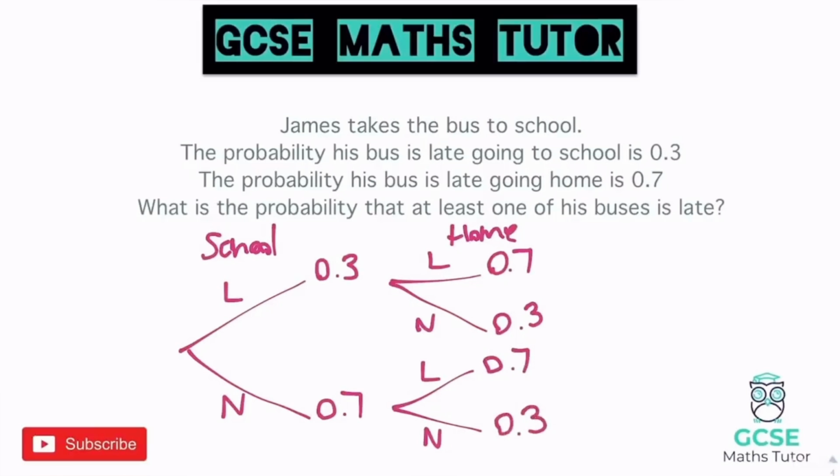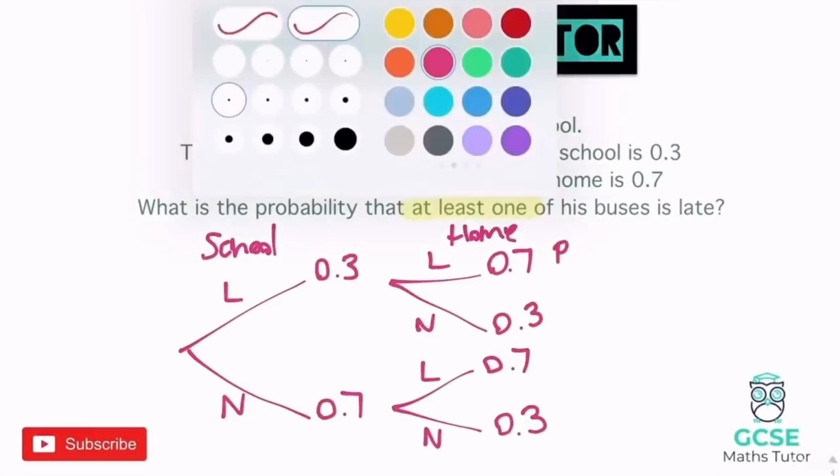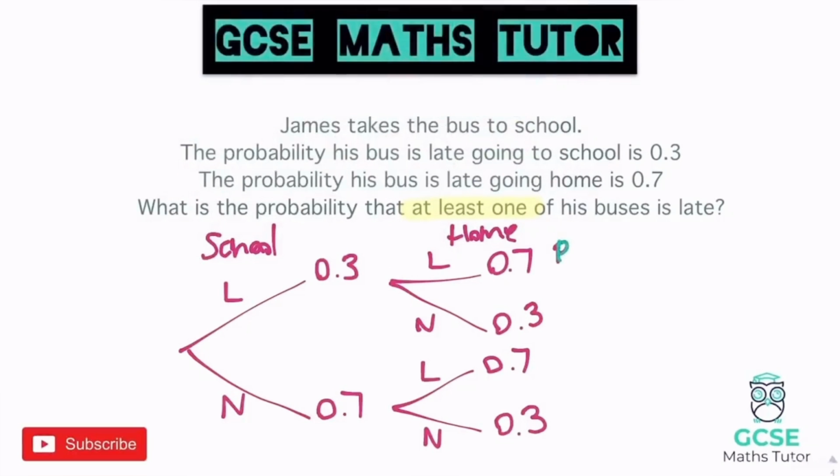Now the question says to work out the probability that at least one of his buses is late. So this time it's not just one late, it could be late on both. So we could have the probability, let's do this in a different colour, that it is late and then late. We could have the probability that it is late and then not late, that's at least one, and the probability that it is not late and then late on the second one. But not late on both is no good to us, so we don't want that one. So what we need to do is work out these three probabilities this time.